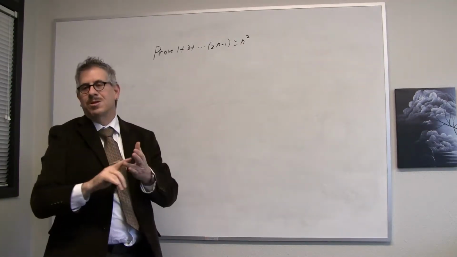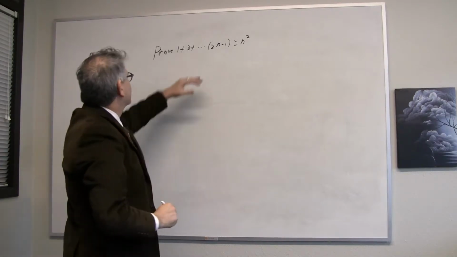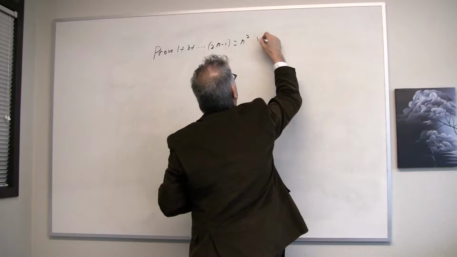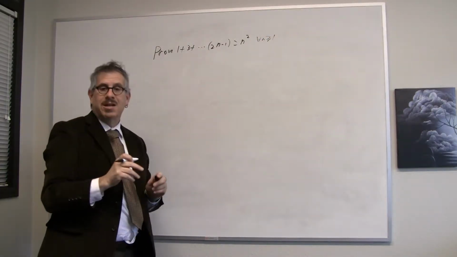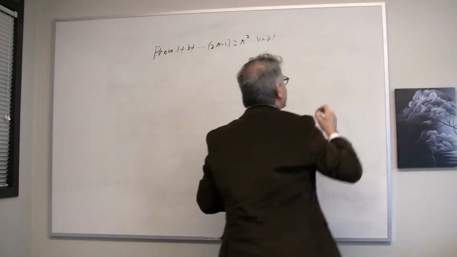So 1 plus 3 plus 5, the first three odd numbers, gives you 9, which is 3 squared. So this is a statement we can prove in general for all n bigger than or equal to 1. And we want to do this using mathematical induction. Okay, mathematical induction, remember, needs three things.